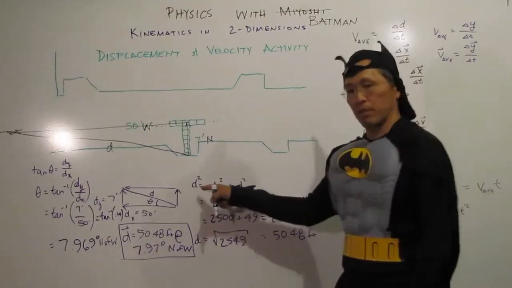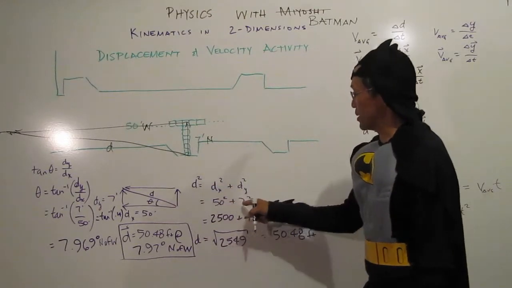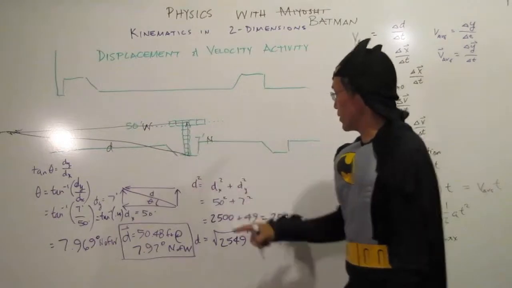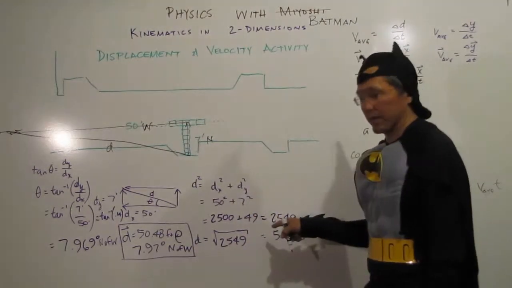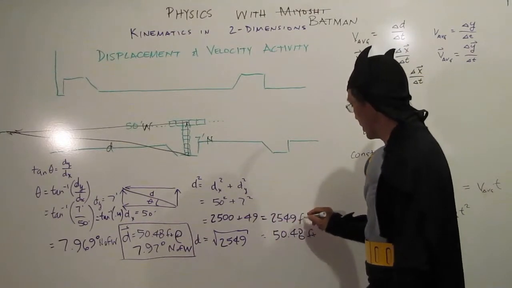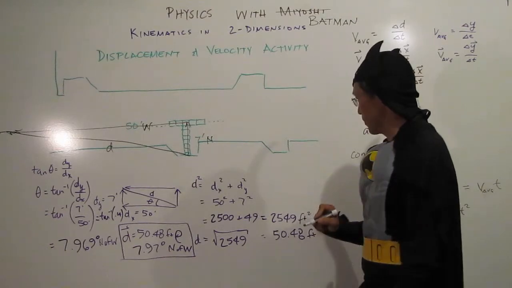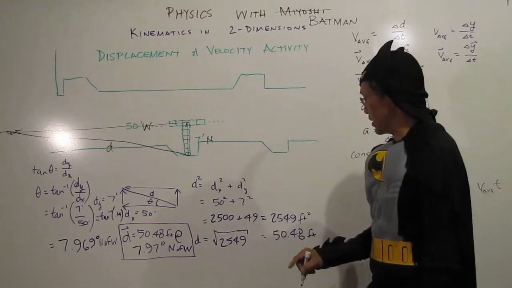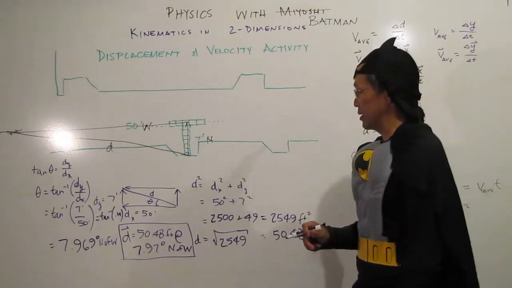So using the Pythagorean theorem, d squared is dx squared plus dy squared. I have 50 squared plus 7 squared, and that's 2549. This would be feet, actually it's feet squared. 2549 feet squared, take the square root of that, and we get 50.48 feet.